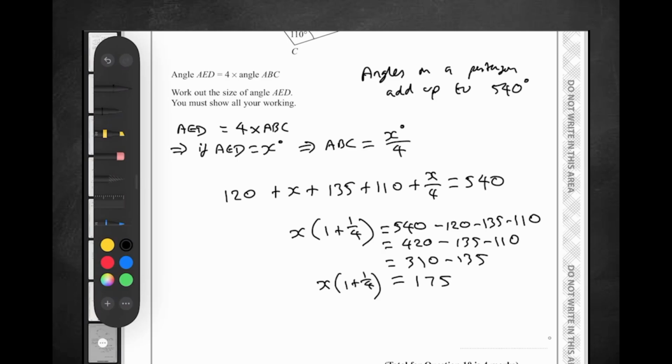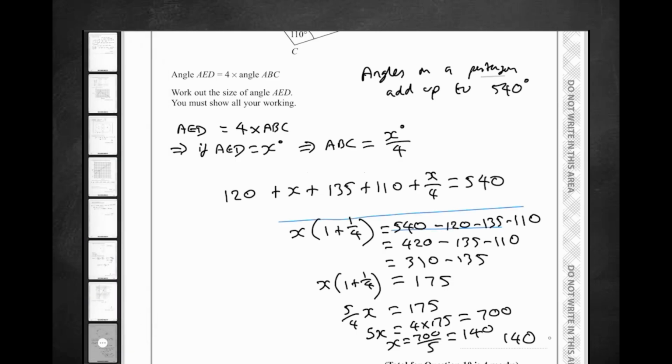So now I'll just simplify this slightly. So that's going to be the same as 5 over 4 times x equals 175. So if I divide both sides by 5 over 4, we will times both sides by 4 first. So 5x equals 4 times 175, which is going to be 700. And then x is going to be 700 over 5, which is 140 degrees. Nearly ran out of room there, doing it off in a sideways direction.